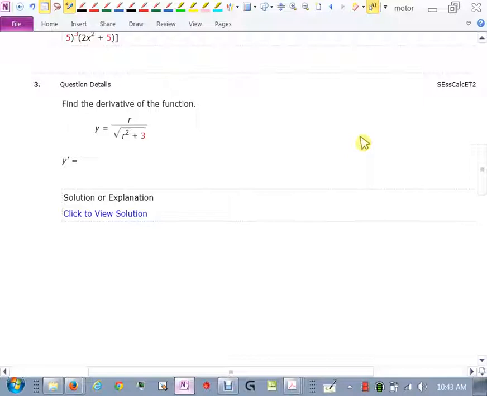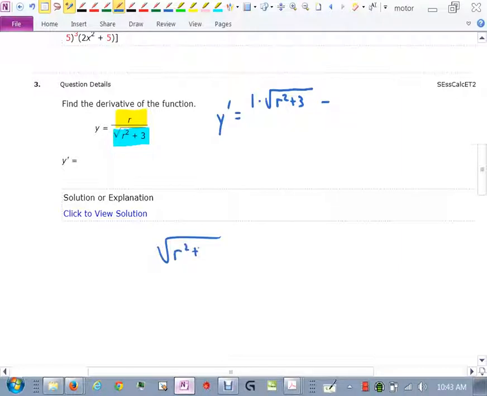Now, for this one, I can't avoid the fact that I still have to use quotient rule, but I can still do this without writing a whole bunch of stuff down. The derivative of this will be the derivative of the top, which is 1, times the bottom, minus the derivative of the bottom. So let me just write that down right here real quick.